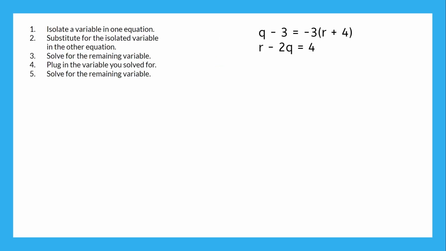For this next example, neither variable is isolated yet, so we're going to have to do that first. We can isolate for any variable from either equation, but we want to use one that is the easiest, so we'll have less room for error. Isolating r in the second equation takes only one step, adding 2q to both sides. So let's do that. Now that we've isolated a variable, we can substitute it into the other equation.